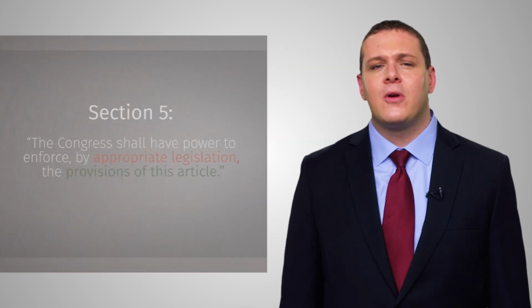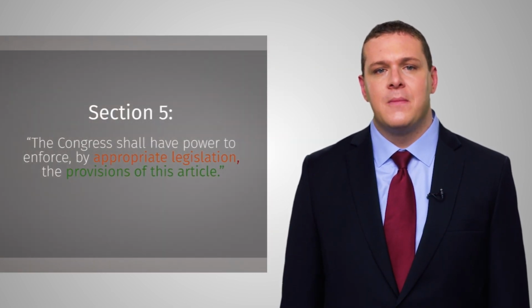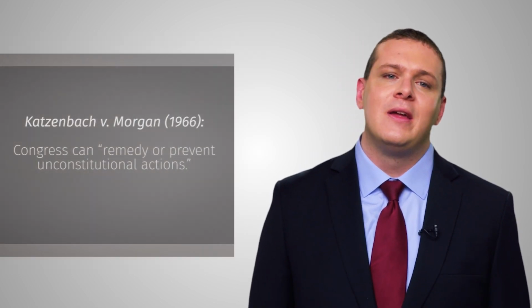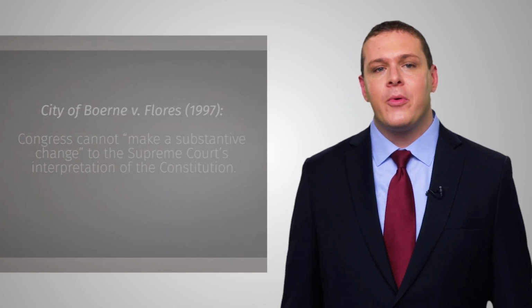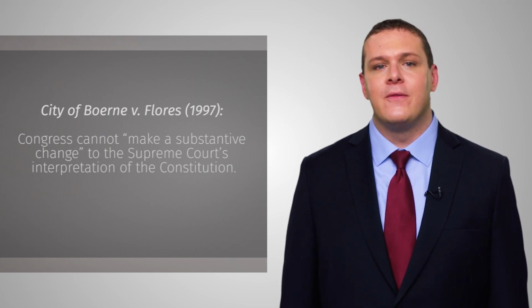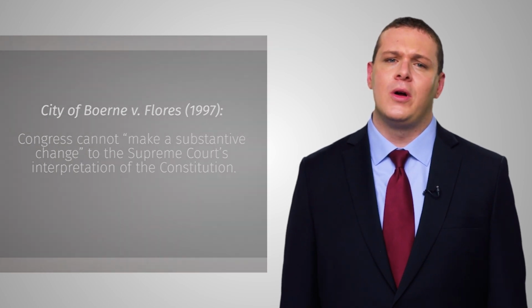But what does it mean for Congress to enforce the First Amendment with appropriate legislation? In Katzenbach versus Morgan, the Supreme Court held that Section 5 gives Congress the power to, quote, "remedy or prevent unconstitutional actions." However, and this is crucial, City of Boerne versus Flores held that Section 5 does not give Congress the power to make a substantive change to the Supreme Court's interpretation of the scope of Section 1.